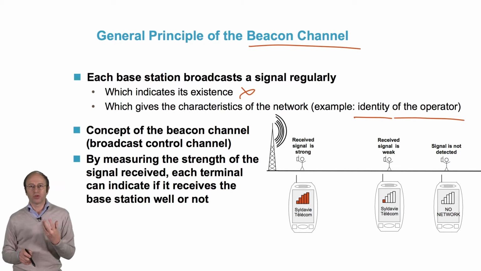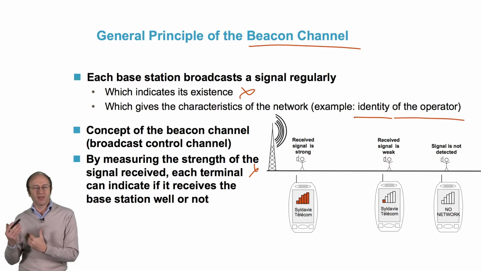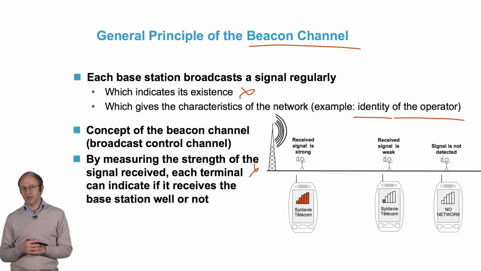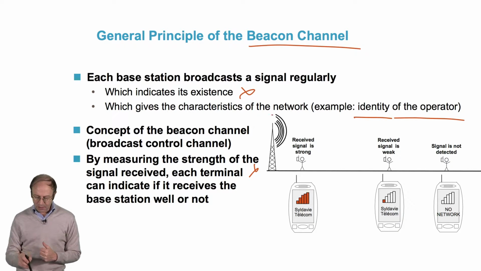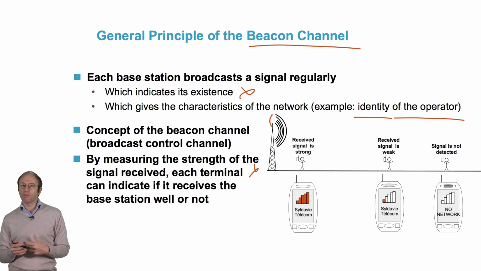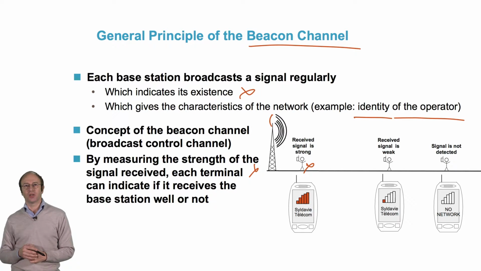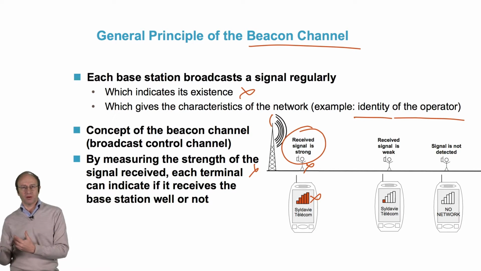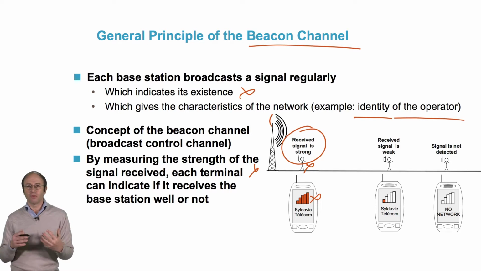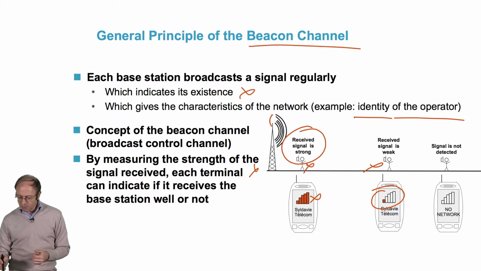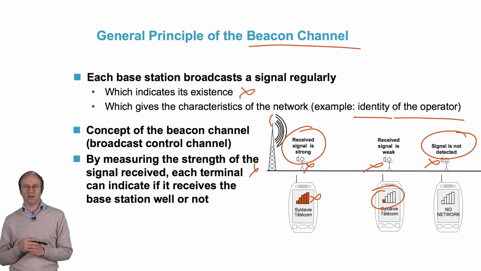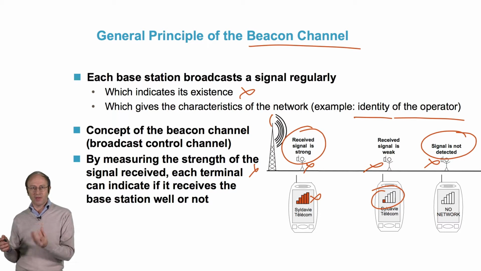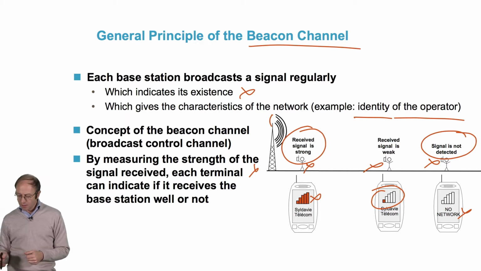All terminals measure the strength with which they receive this beacon channel. We've made a simple example on the drawing. The transmission of the beacon channel is symbolized by these concentric arcs. When the person is close to the base station, the received signal is very strong. This corresponds to having a lot of bars on the terminal display. The further you are from the base station, the fewer bars you have. When the terminal does not detect any signal, well, then it displays the message "no network," and logically there aren't any bars.